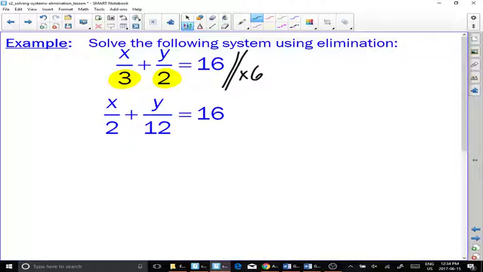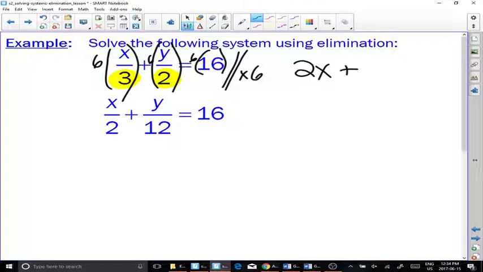So what's going to happen? Well, we're going to go 6 times that, 6 times that, and 6 times that. So we have 6 over 3 in front of the x. 6 divided by 3 is 2. So this now is going to be 2x. Likewise, 6 divided by 2 is 3. So that's 3y. And 16 times 6 is 96. So the equation becomes 2x plus 3y equals 96 if we multiply everything by 6.